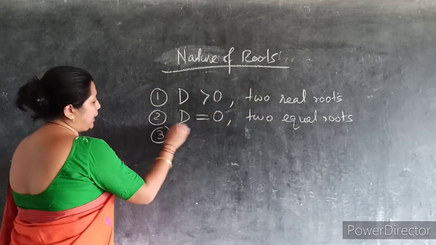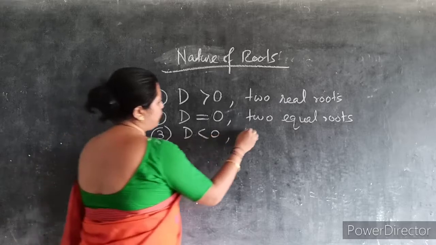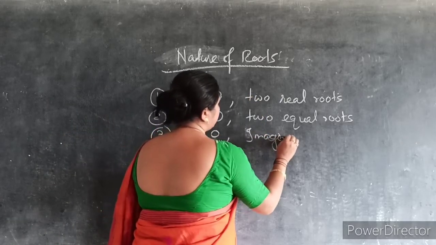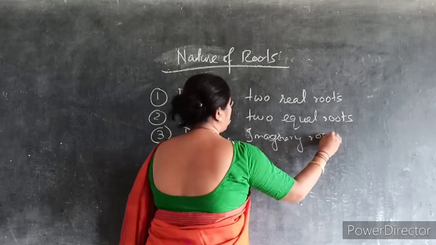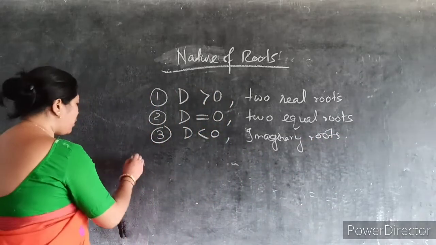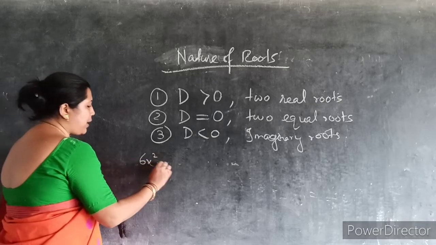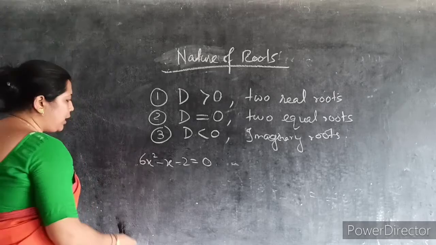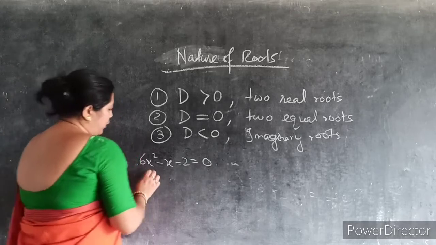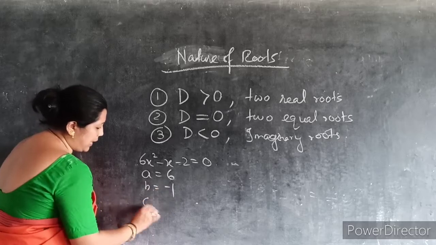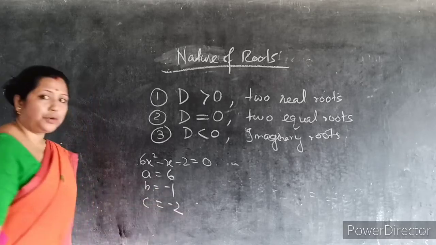When your D is less than 0, you will get imaginary roots. Okay? Now what is the meaning of this? I will show you with a simple example. Just now we have written 6x squared minus x minus 2 equal to 0. So here your a is 6, b is minus 1 and c was minus 2.